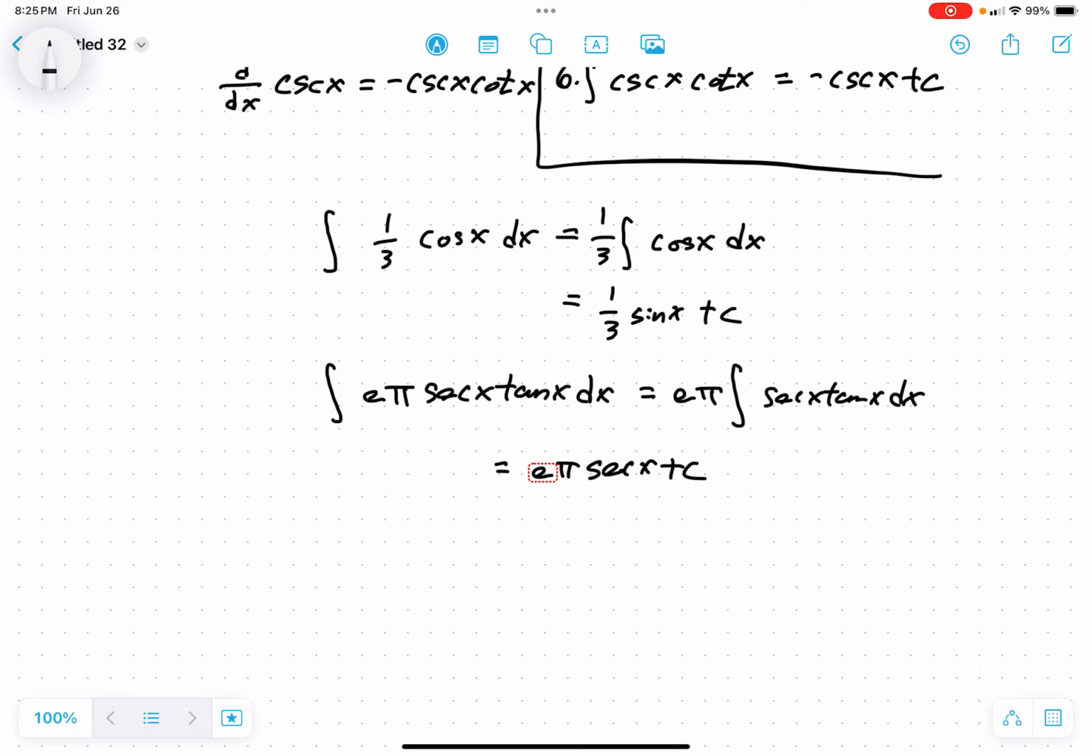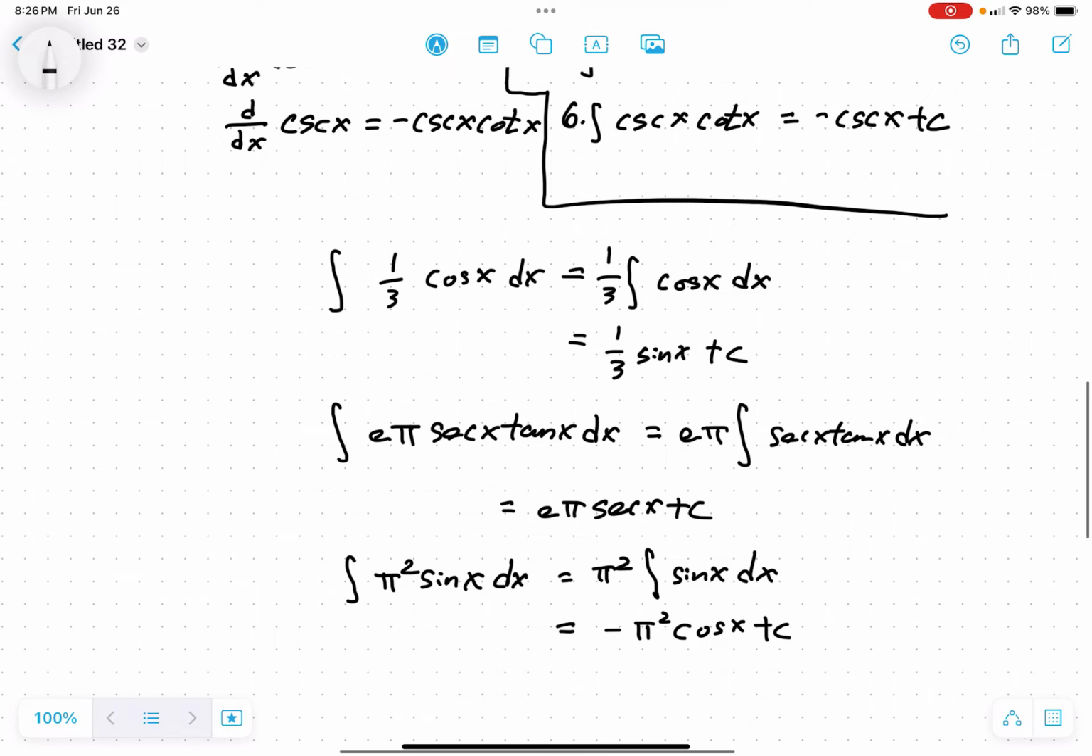Let's try doing the integral of pi squared sine x dx. Well, pi squared is a constant. I can take it out. And I know the integral of sine x is negative cos x. So this is going to equal negative pi squared cos x plus c.